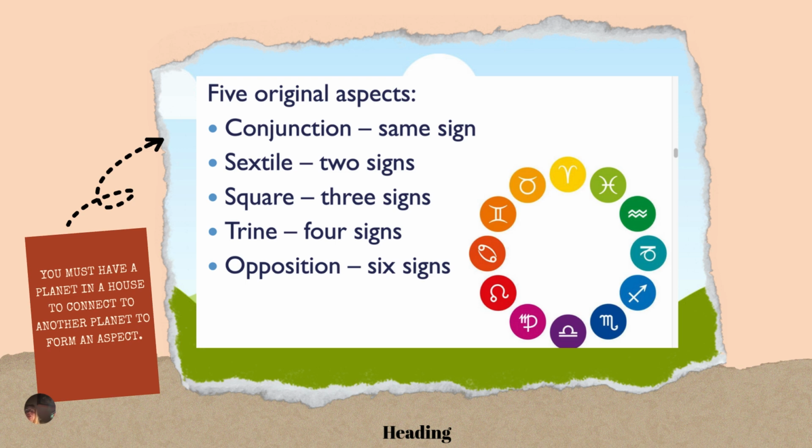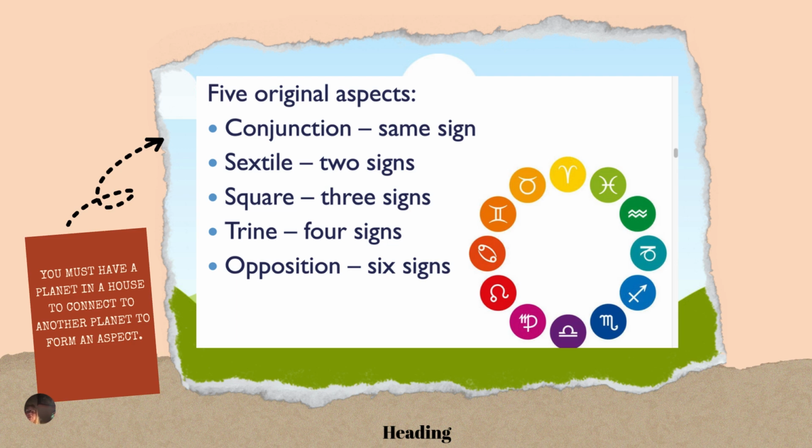So a conjunction, as I said, is when 2 planets are in the same sign. A sextile is when a planet is in one sign and a planet is in another, and they're 2 signs apart. A square is 3 signs apart. A trine is 4 signs apart, and an opposition is 6 signs apart.